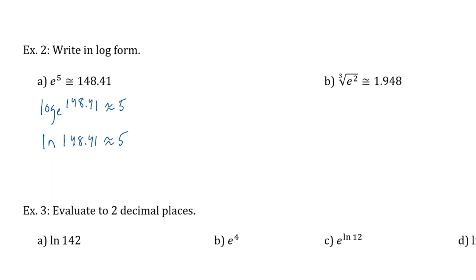Oh boy, what's this next one? Well, this is just practice rewriting radicals in exponential form. So this is going to be e to the 2 over 3. It gives me approximately 1.948, which means rewriting in logarithmic form would be ln, or log base e, of 1.948 would be approximately 2 over 3.